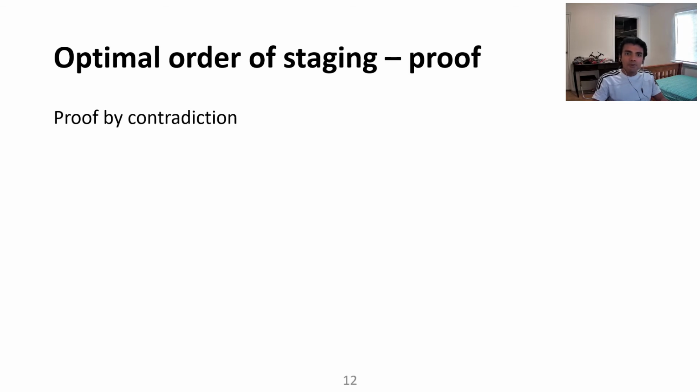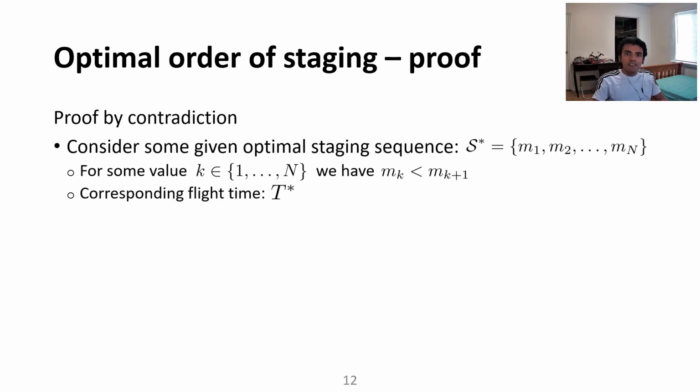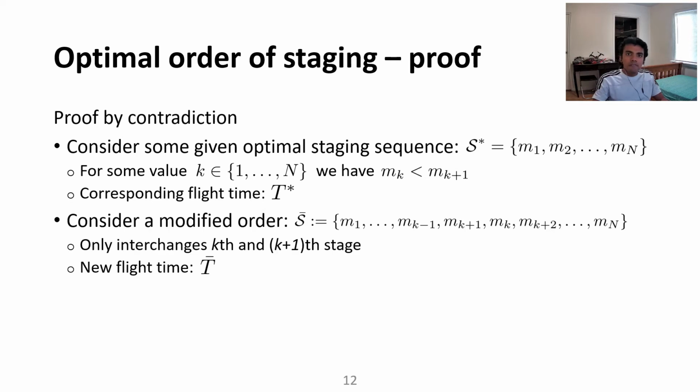The solution is proven by contradiction. We consider that someone has given us an optimal staging sequence S star, but in this sequence, for some value of k, the kth stage is lighter than the k plus 1 stage. Let us call the corresponding flight time T star. We can now consider a modified sequence S bar, where the only modification is interchanging the kth and k plus 1 stage from S star. The new flight time is now T bar.